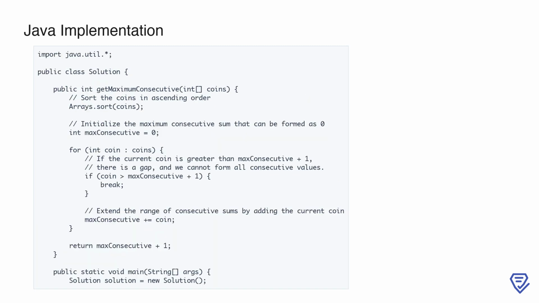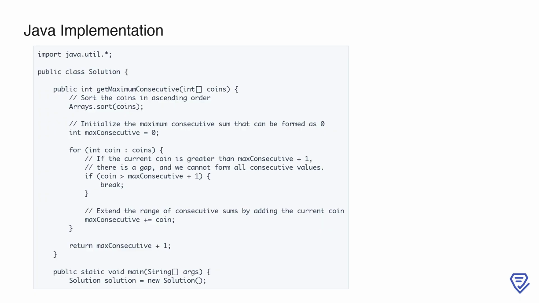Here, we begin by importing the necessary utilities and defining our solution class. The main method of interest is getMaximumConsecutive, which takes an array of integers representing coin denominations. First, we sort the coins in ascending order to ensure we process them in a logical sequence. Then, we initialize a variable maxConsecutive to 0, which will keep track of the maximum range of consecutive integers we can form. Now, we iterate through each coin in the array.